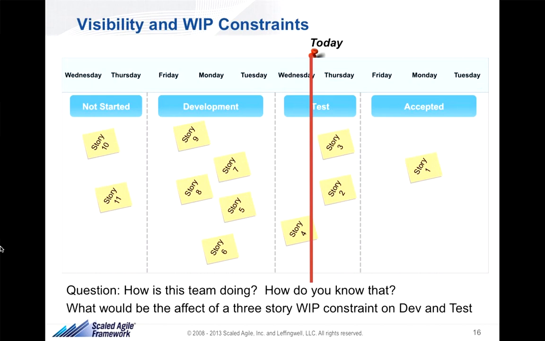I'll short circuit it. What would a developer do if he finished story 8? He'd go get story 9. What if there's a 3-story work in process limit on development? He can't get story 9. His choice is to go help test. If he helps test, he may feel slightly suboptimized. Maybe he's a Java dev, and yet the throughput of the system goes up.